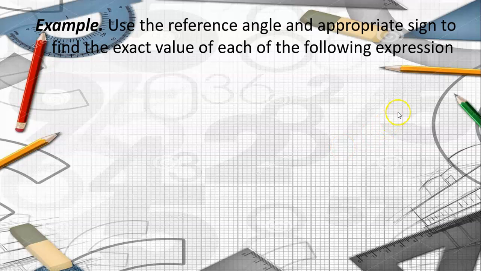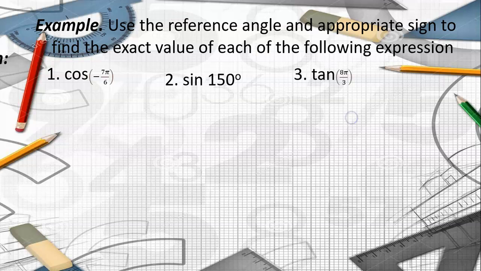So, for example, gagamitin po natin yung figure kanina. Use the reference angle and appropriate sign to find the exact value of each of the following expressions. Number 1, cosine of negative 7 pi over 6; number 2, sine of 150 degrees; and then number 3, tangent of 8 pi over 3.